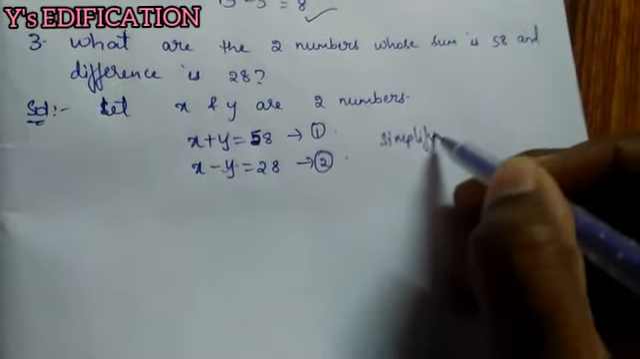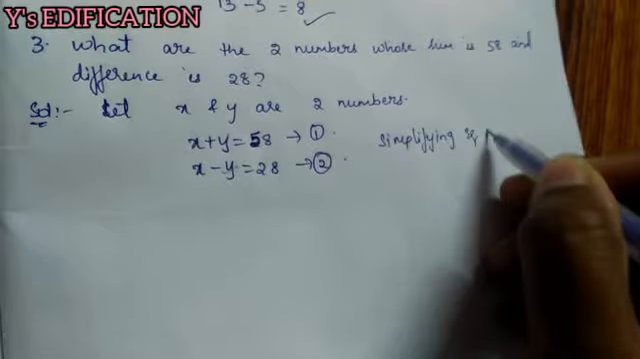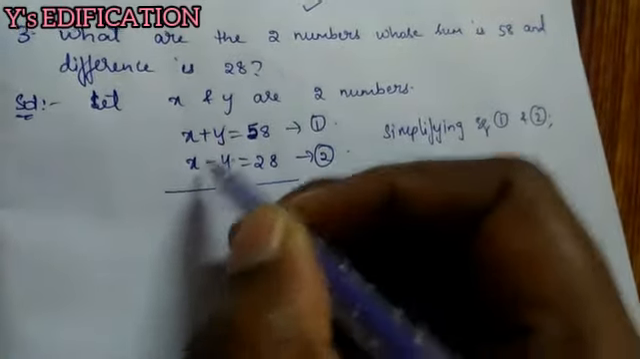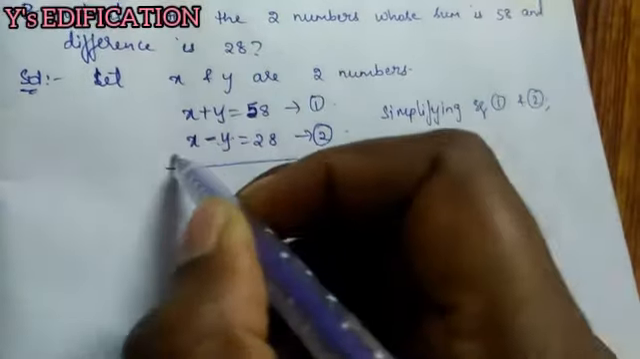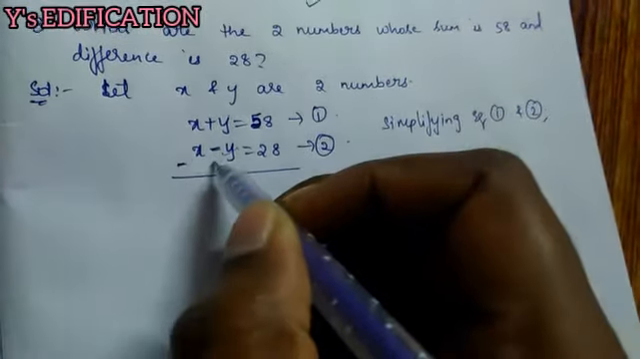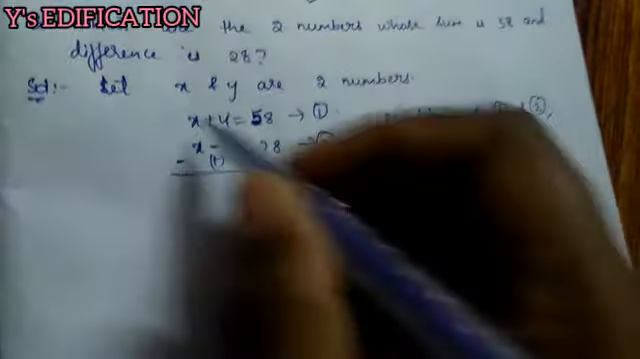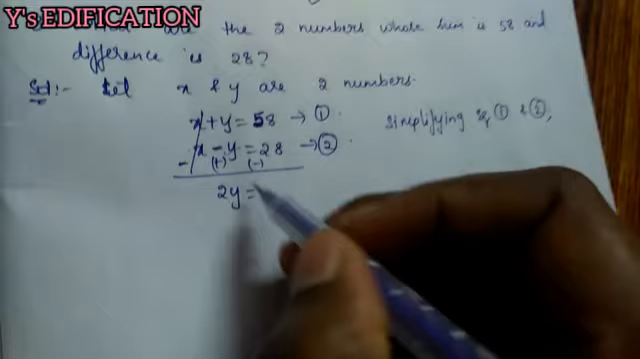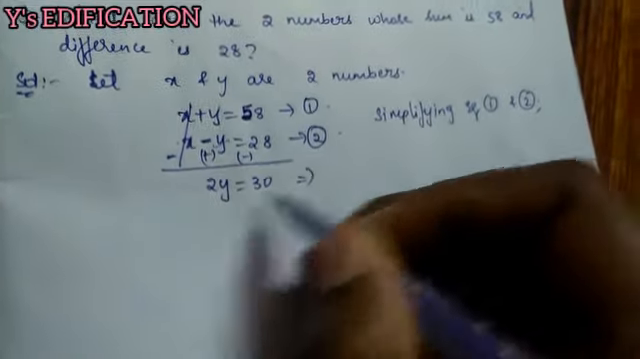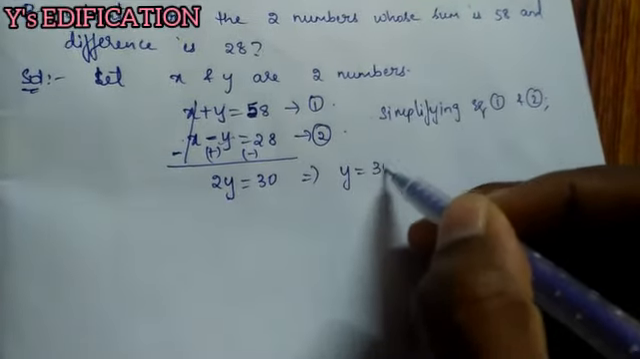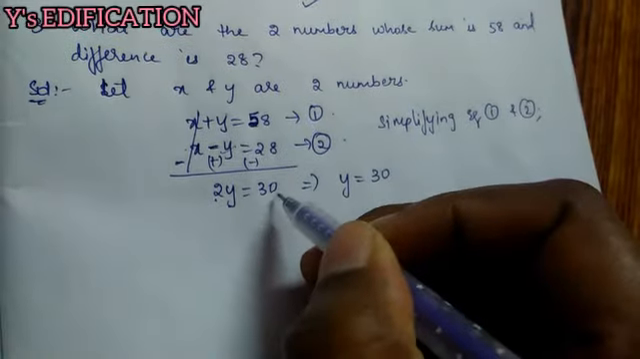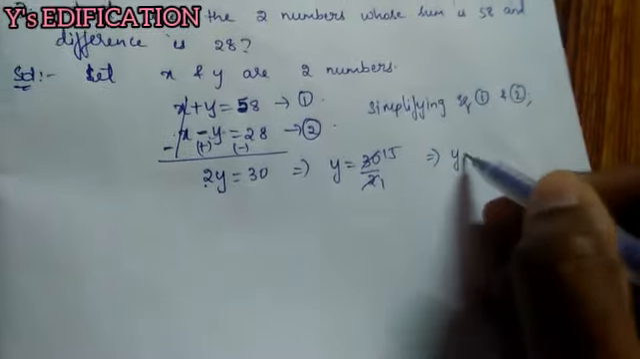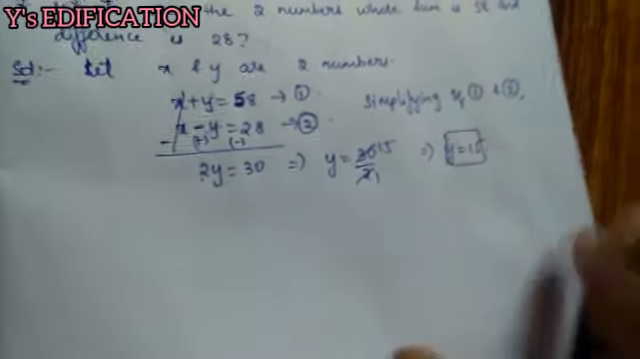So simplifying equations 1 and 2, we get, okay, this is positive and I'm going to change it to negative. This is negative, positive, and this is also negative. So x minus x cancels. y plus y is 2y. 58 minus 28 is 30. So I want the y value here. So I have to transpose this 2 to the RHS, so it becomes by 2. 2 into 1, 2 into 15. So what is the y value here? 15 is the y value.